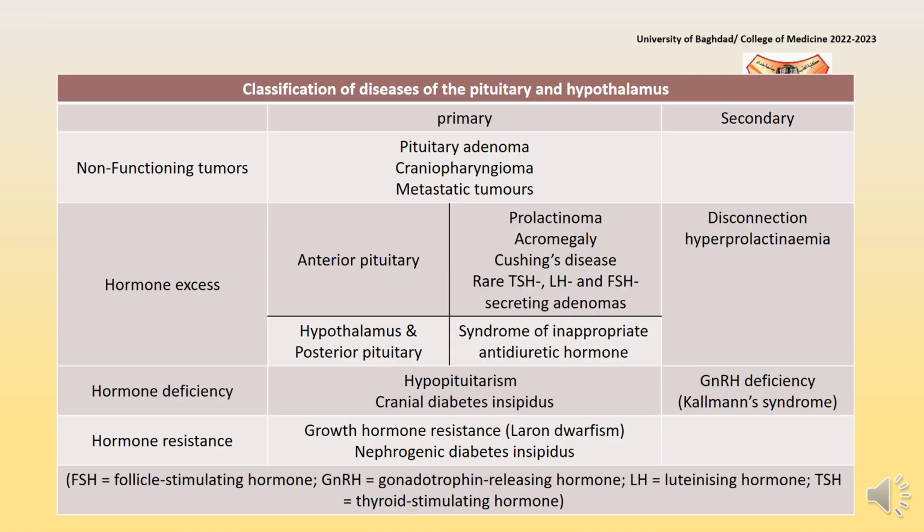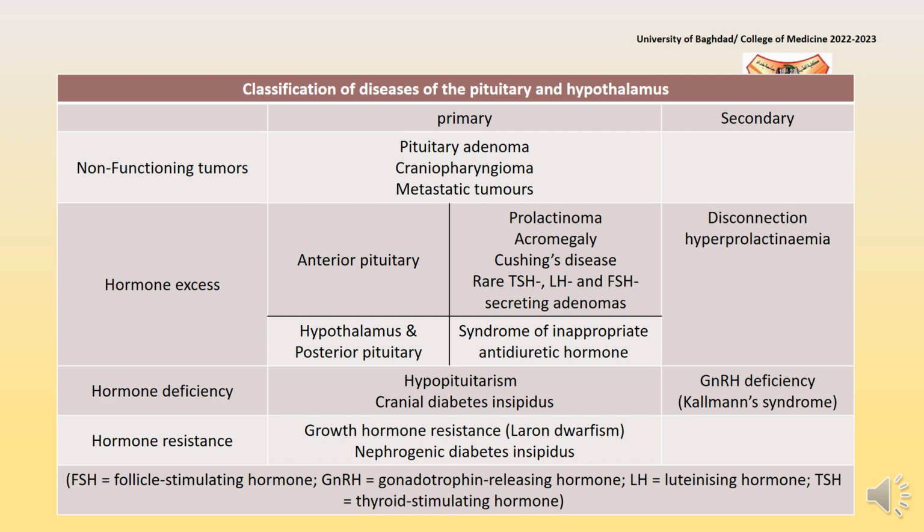Hormonal axis, we have anterior pituitary and posterior pituitary. Anterior pituitary: prolactinoma, acromegaly, Cushing disease, rarely TSH, LH, and FSH secreting adenoma. As a secondary, there is disconnection hyperprolactinemia, hormonal deficiency. Hormonal excess from the posterior pituitary gland, hypothalamus, and posterior pituitary: there is a syndrome of inappropriate antidiuretic hormone secretion, which is called SIADH.